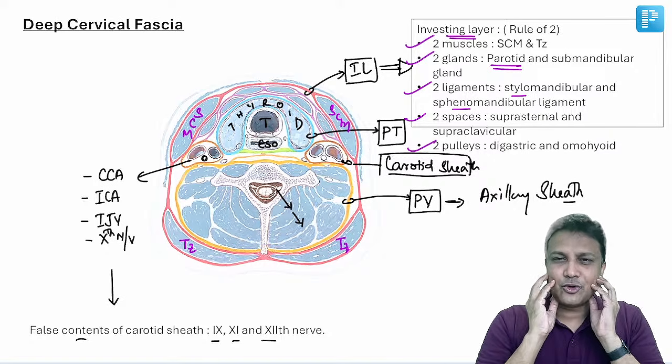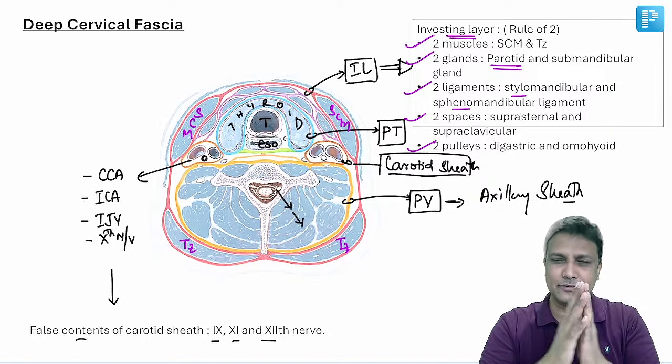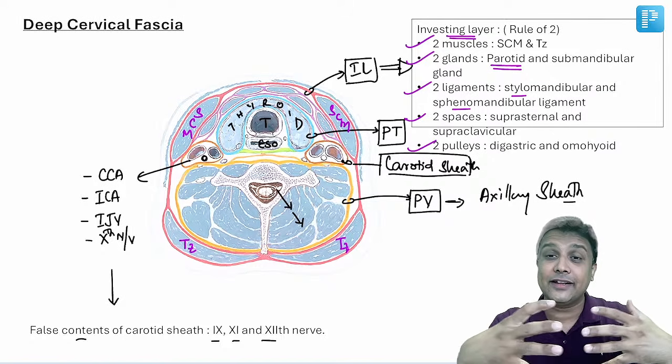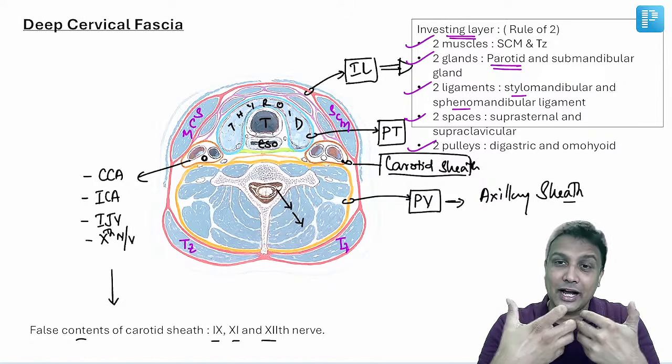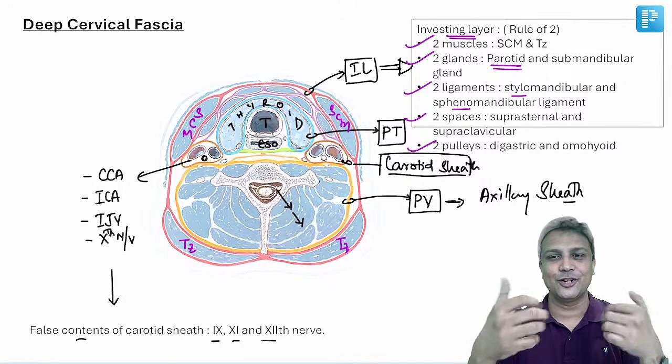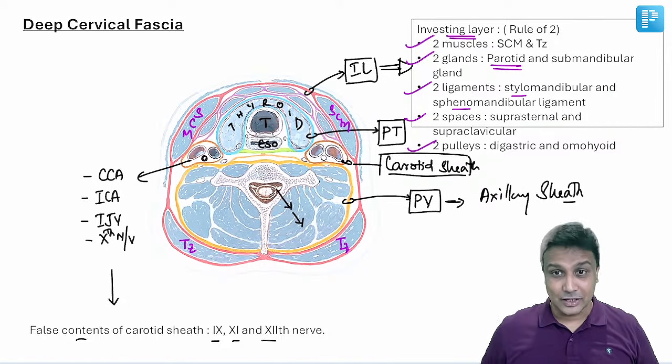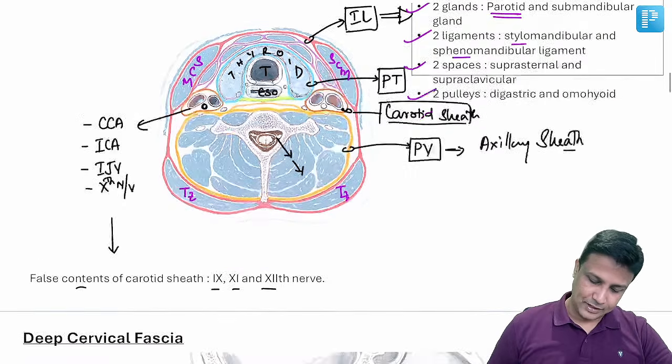So this investing layer which covers it is actually very fibrous, it's not elastic, and it is not allowing the gland to expand. So when it is not allowing, because of that unyielding nature, what is going to happen? The mumps will be actually very, very painful here. That question was given in the exam.